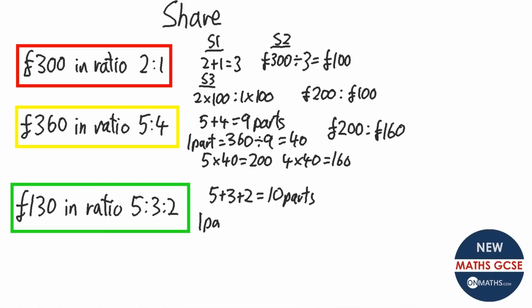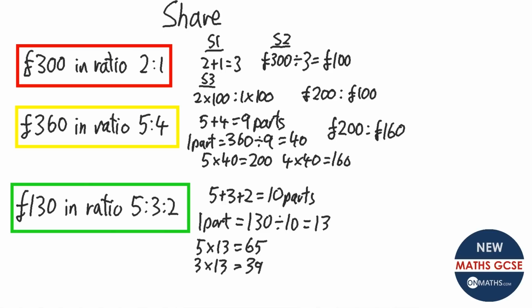Then I'm going to find out how much 1 part is worth. So I'm going to do 130 divided by 10, which is 13. So each part's worth £13. Then I'm going to do 5 times 13. I know 10 times 5 is 50, 12 times 5 is 60, so that's going to be 65. Then 3 times 13, which is going to be 39. And 2 times 13, which is going to be 26.